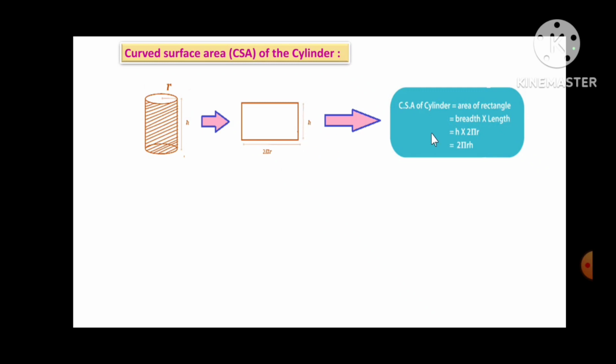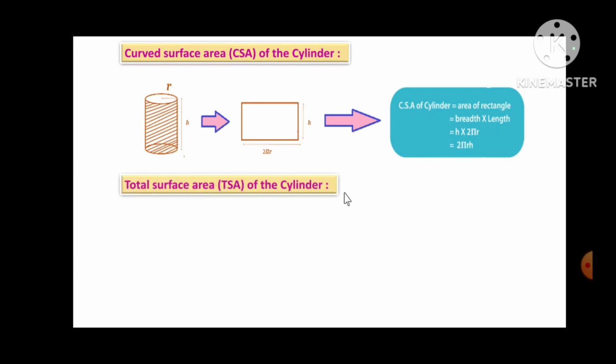So you write the CSA, that is curved surface area of the cylinder, is equal to the area of the rectangle. It is breadth into length. So breadth is h into 2 pi r, and that gives you 2 pi r h. In short, we could say that the curved surface area of the cylinder is 2 pi r h.